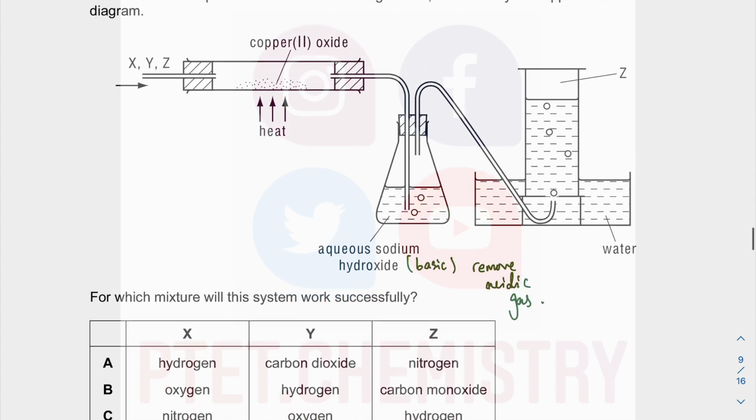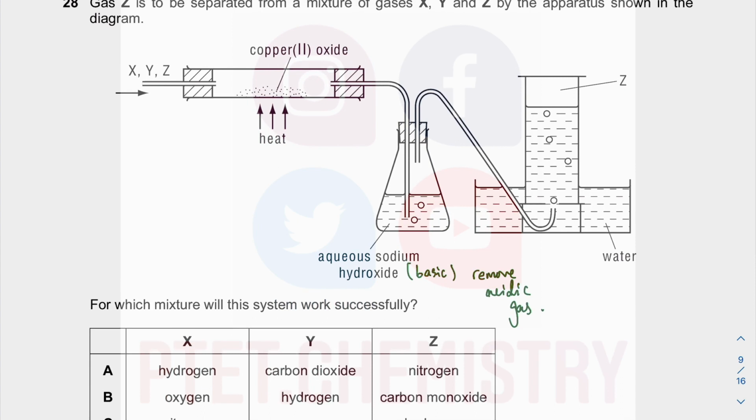If you have hydrogen and nitrogen, you have copper 2 oxide. Hydrogen can reduce copper 2 because you have a more reactive and a less reactive metal. You go from potassium, sodium, and so on, hydrogen, copper, silver, gold. So hydrogen prefers to undergo oxidation more than copper. So hydrogen can reduce copper 2 oxide to copper.